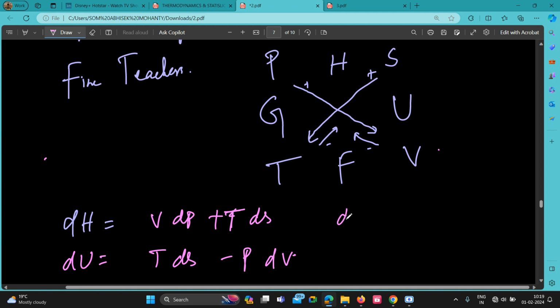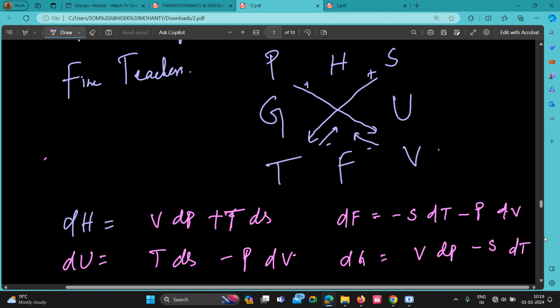Now dF. Okay, dF. What are the side parts? Side arrows. T is going up to S, that means negative S. V is going up, that means negative P. Now dG. dG is beside dP, dT. T is going up to S, that means minus S. P is going down, that means plus V. Okay, that easy. Is that all right?